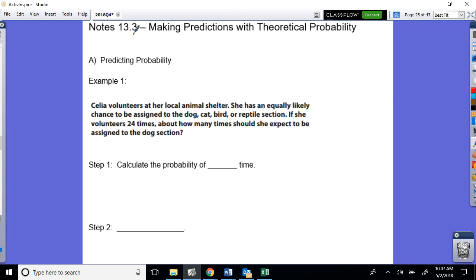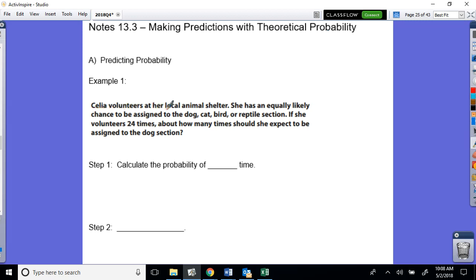Our last lesson is going to be making predictions with theoretical probability. Okay, so we're just going to find the probability, and then we're going to make a prediction using the probability that we calculate.